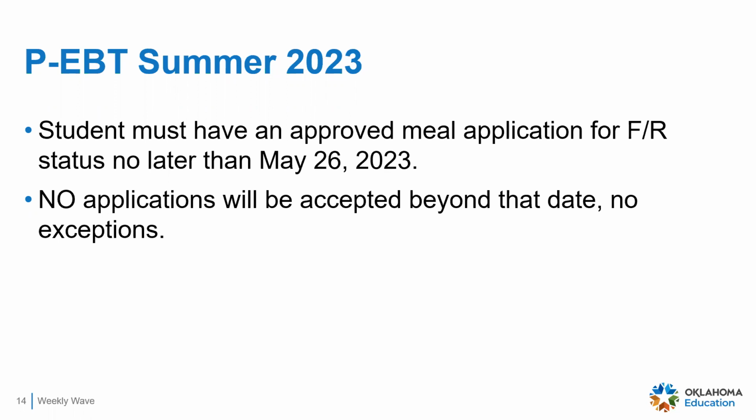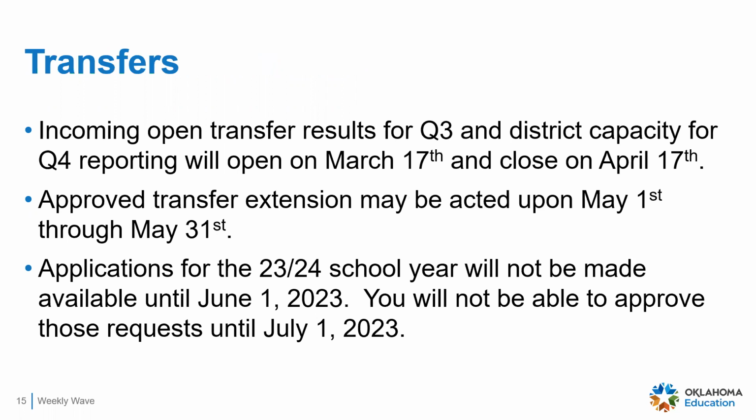Okay, transfers. Incoming open transfer results for Q3 and district capacity for Q4 reporting is open now and will close on April 17th. So make sure you're addressing those. Approved transfer extensions may be acted upon from May 1st through the 31st. And applications for the 23-24 school year will not be made available for parents until June 1st, and you won't be able to go in and approve them till July 1st. So make note of those dates.